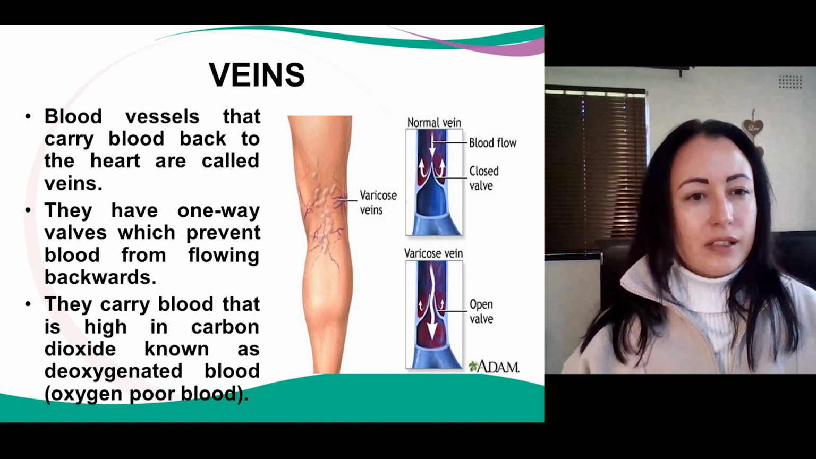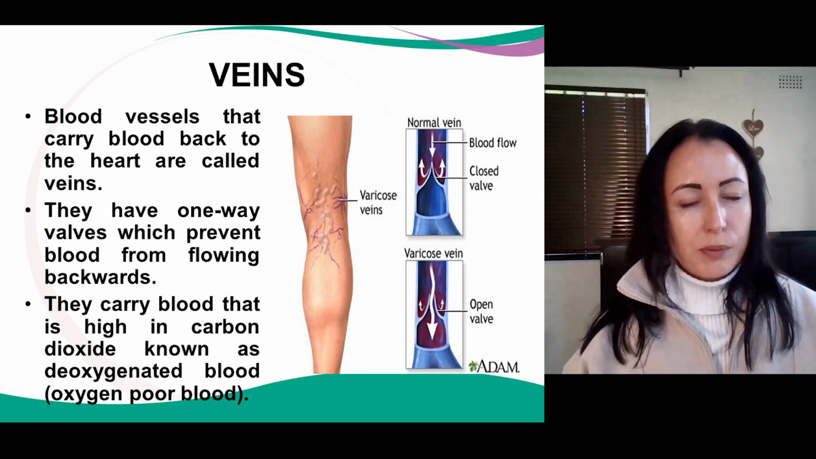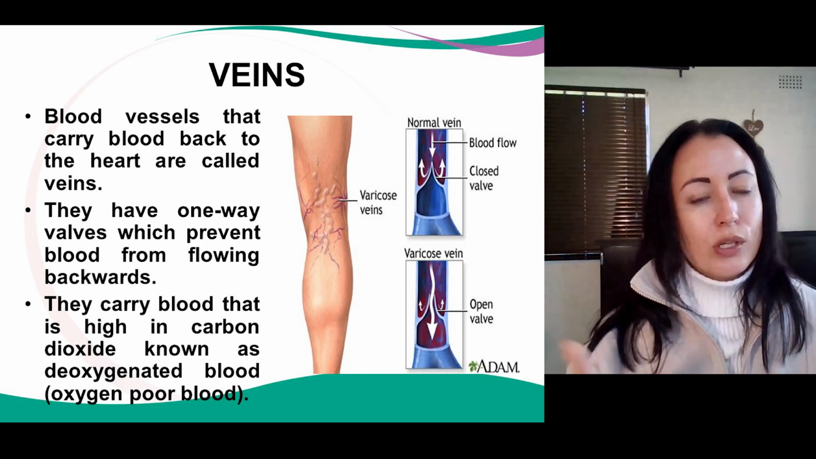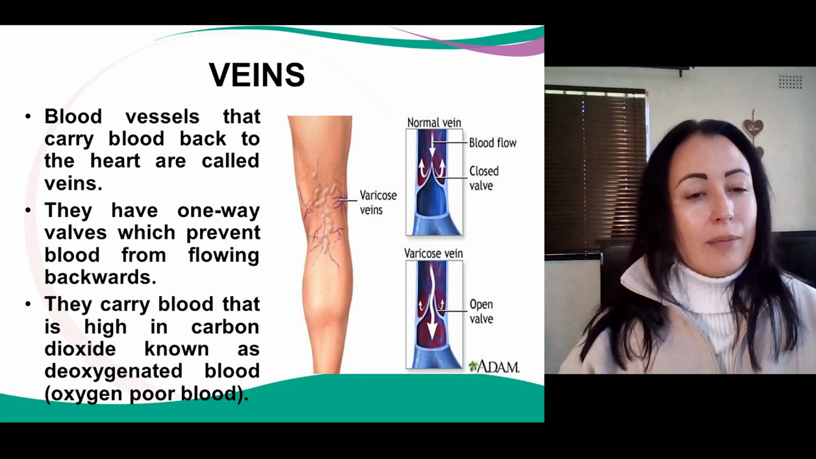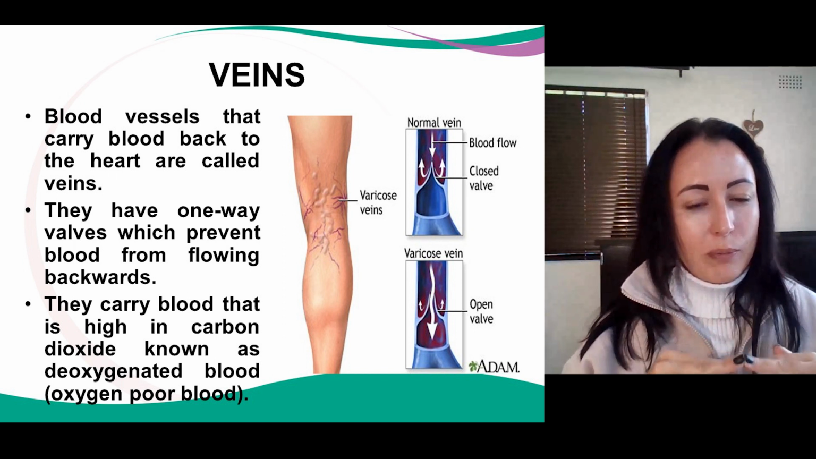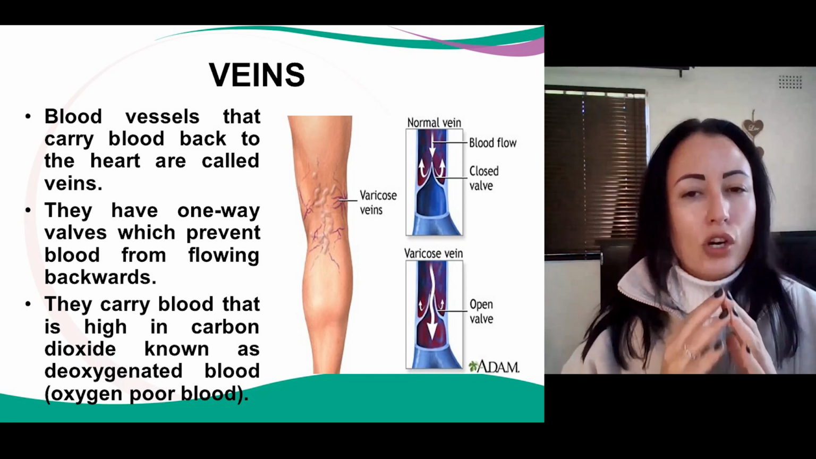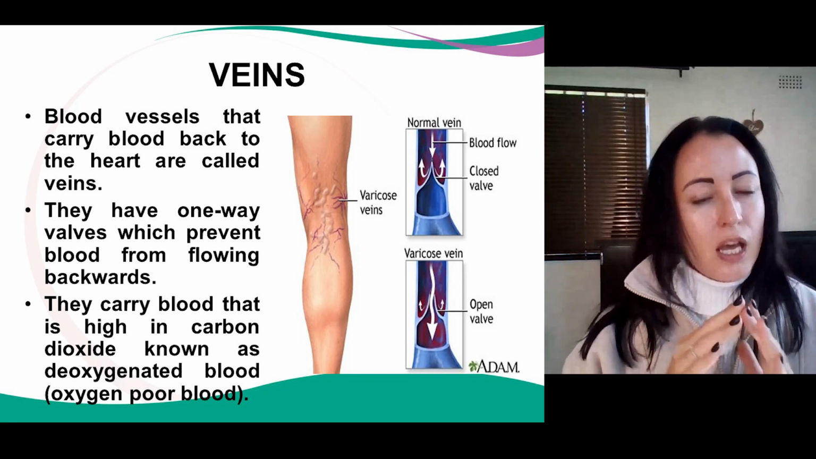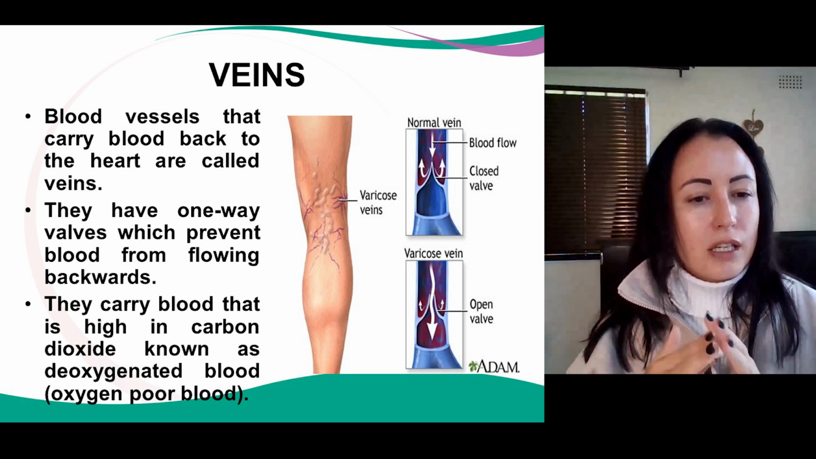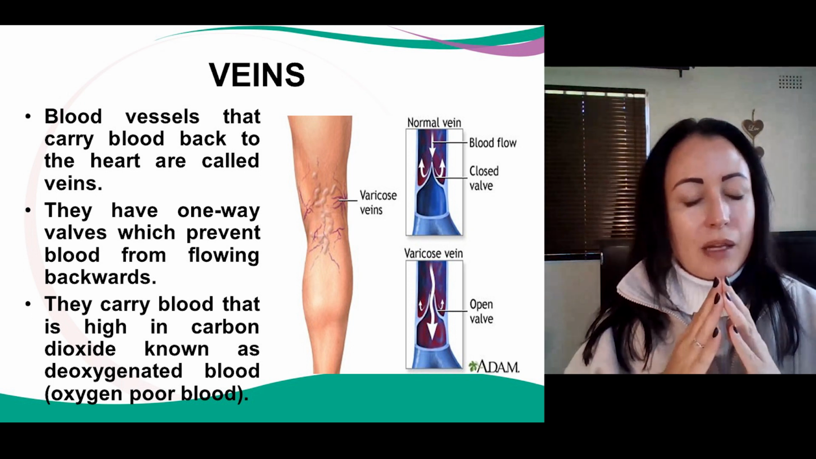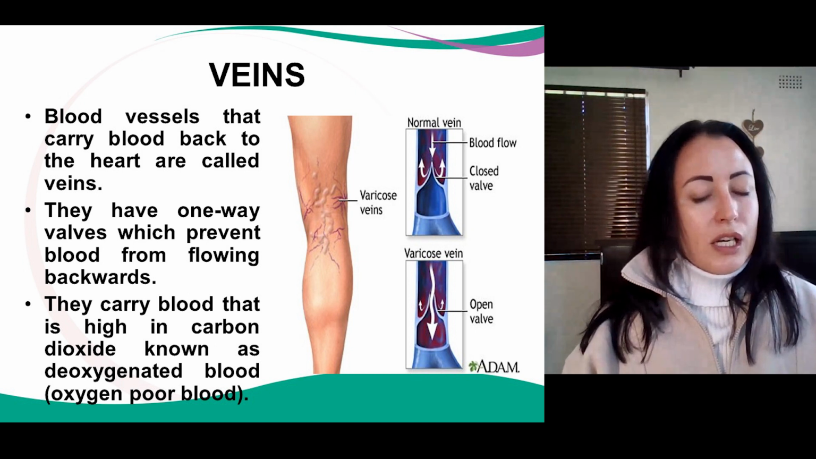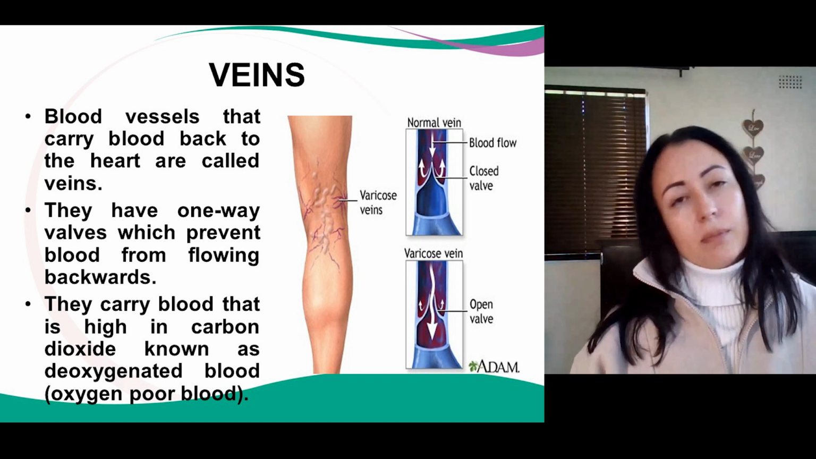And then veins. Blood vessels that carry blood back to the heart are called veins. In a way, we want to say that a vein carries deoxygenated blood, but we know it's not always true because of the pulmonary vein. They have one-way valves in them, which prevent the blood from flowing backwards, because the blood in a vein is not at such high pressure, it's not moving as fast, and it can almost run out of energy, especially when it's working against gravity. So it has these valves to prevent it from flowing backwards. They carry blood that is high in carbon dioxide, which we know as deoxygenated blood.